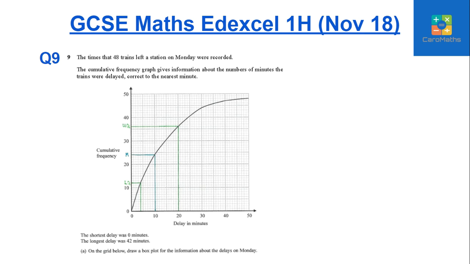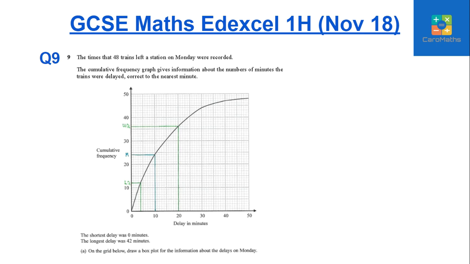And then you get the value by going across to the curve and then going down to the x-axis to see what the value is. So the value for the lower quartile is 4, the value for the median is 10, and the value for the upper quartile is 20.